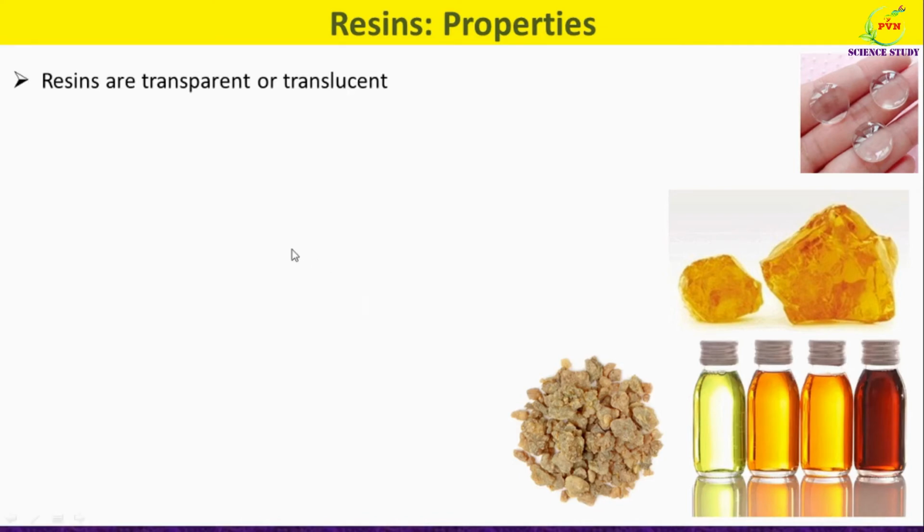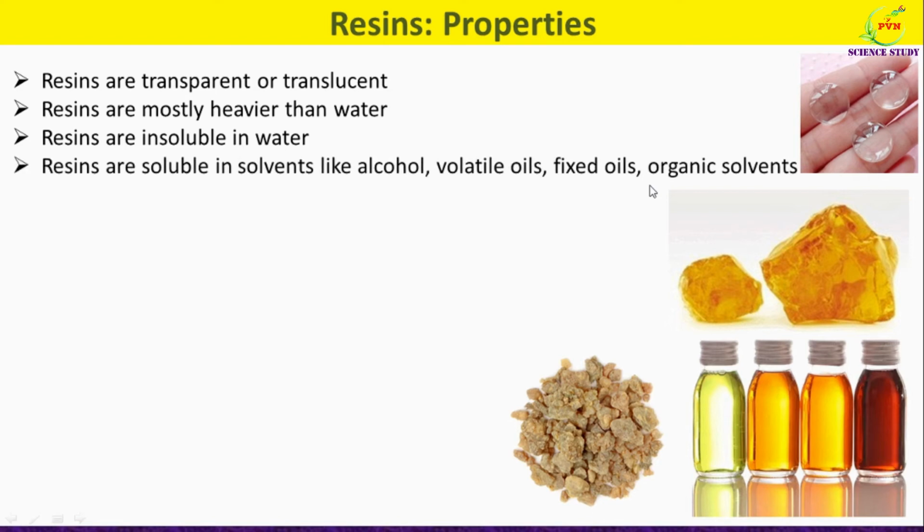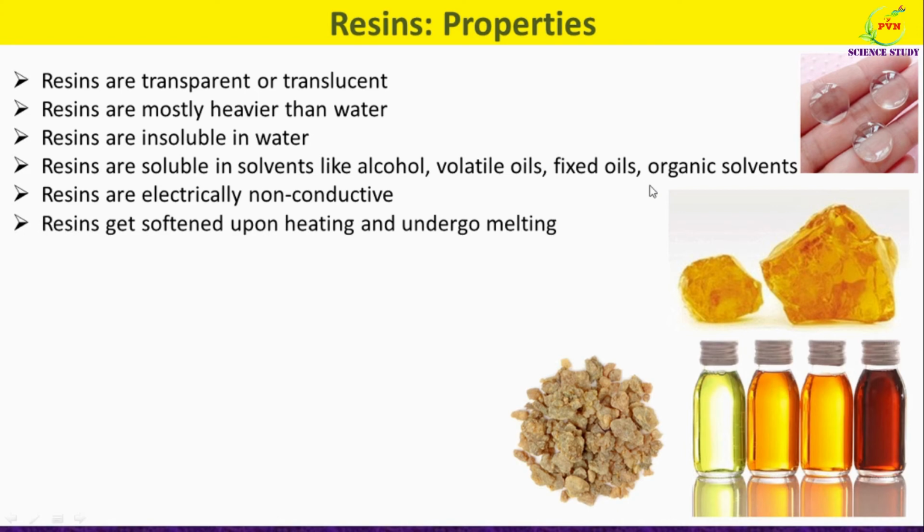Resins are generally transparent or translucent. So here you can see the transparent resins. Resins are mostly heavier than water. Resins are insoluble in water. But resins are soluble in solvents like alcohol, volatile oils, fixed oils, organic solvents, etc. Resins are electrically non-conductive. Resins get softened upon heating and undergo melting.